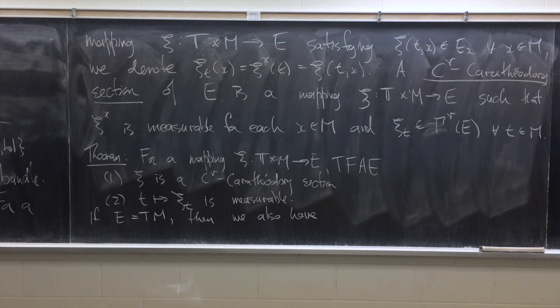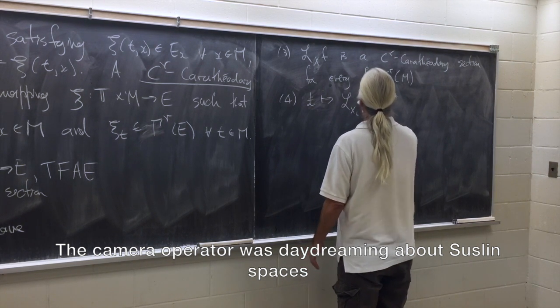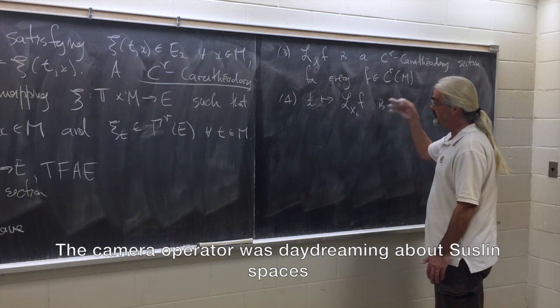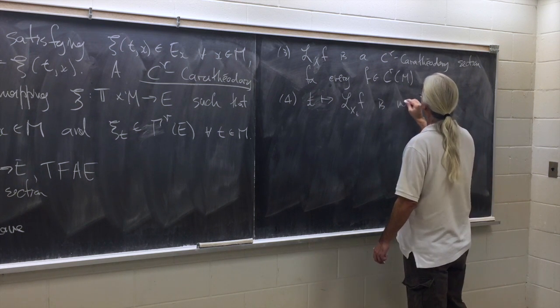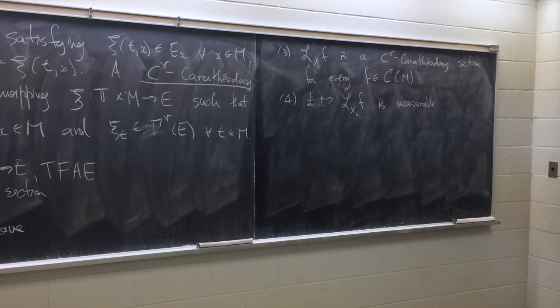You mean C, right? No, we're talking about vector fields now. Yeah, so X is the vector field. And also, t maps to L_{X_t} f. So this now will take its values in the space of C nu functions. This is measurable.